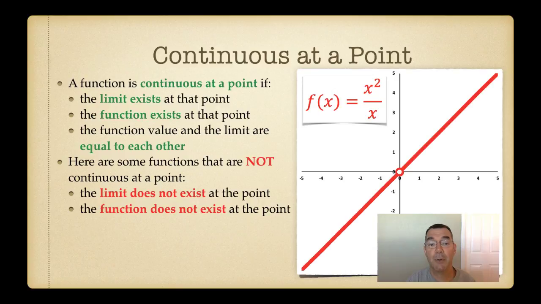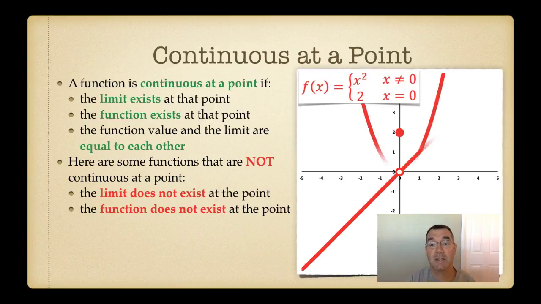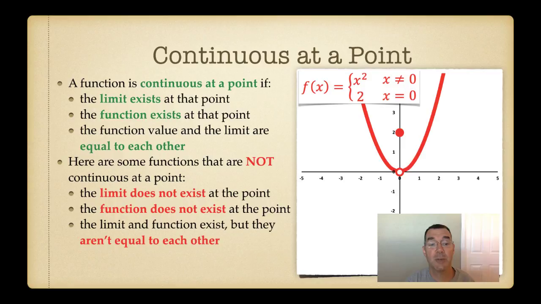Here's another example where the limit does exist, but if you look at x equals 0, the function does not exist at x equals 0. That's the third example. And then here's another situation where the limit exists, the function exists, but they are at different y values. So the limit is approaching y equals 0, but the function at x equals 0 is equal to 2, and those are different. So this function is not continuous at x equals 0.